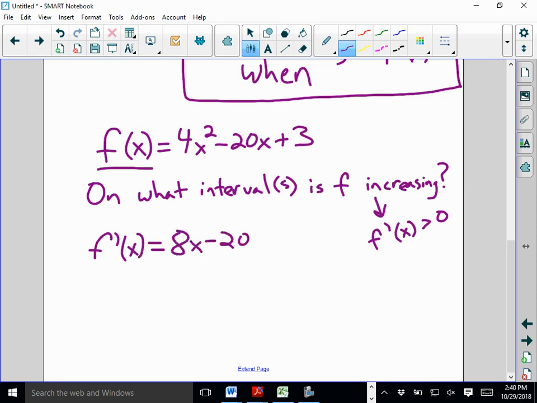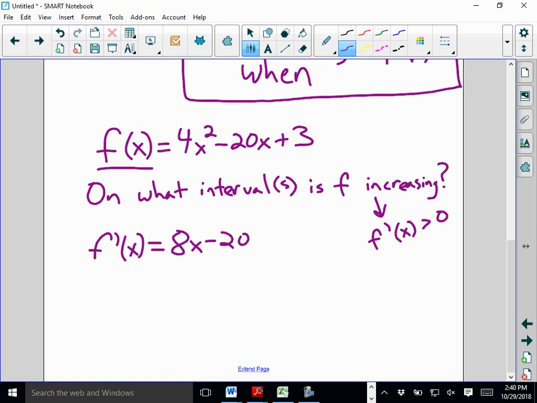Now, what we're going to do next is going to be very similar to some of the stuff we did in PVA. Okay? I need to figure out when is this thing, this 8x minus 20, positive. For what numbers could I plug in that's going to make this thing positive? Okay? Well, to figure out where something is positive, or to figure out where something is negative, I first need to figure out where this thing is 0.